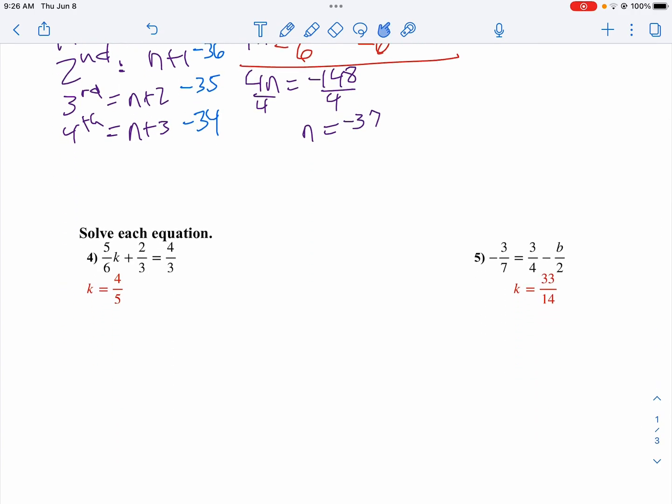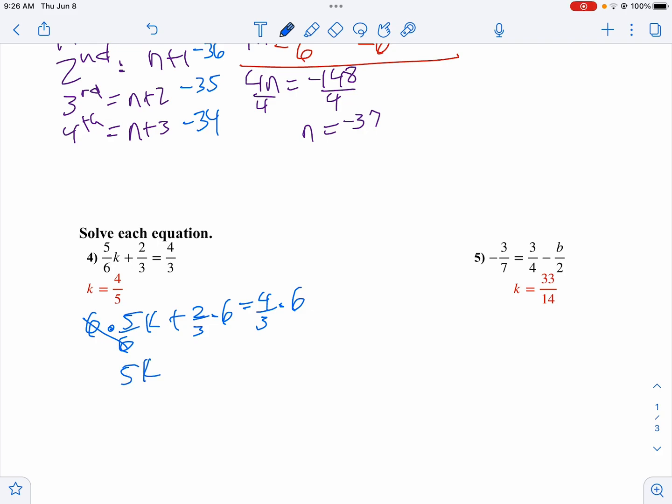If we take a look at question number 4, I want to clear my fractions just like I did in number 3. Notice 3 goes into 6. What I'm going to do is multiply every term by 6. So I'm going to write this down here. So I'm going to take 6 times 5, 6k, plus 2/3 times 6 equals 4/3 times 6. Notice my 6 is reduced, so I get 5k.